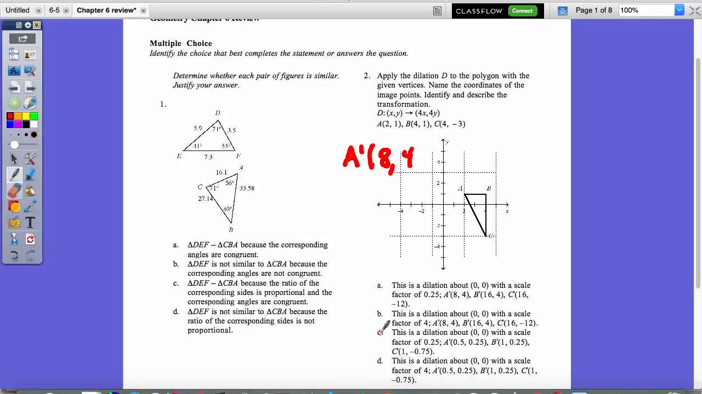Okay, so right away, it can't be C and it can't be D. And it is a dilation with a scale factor of 4 because that's what the notation says. So right away, I know that the answer is B.